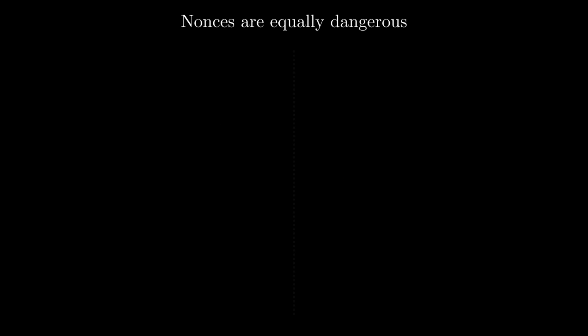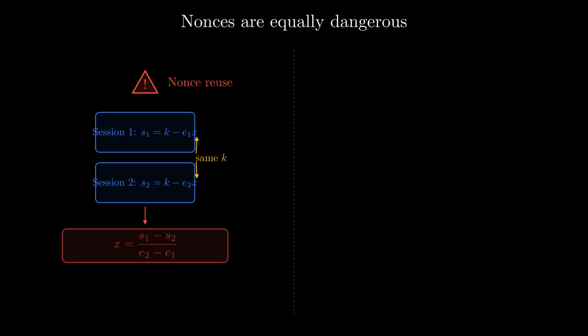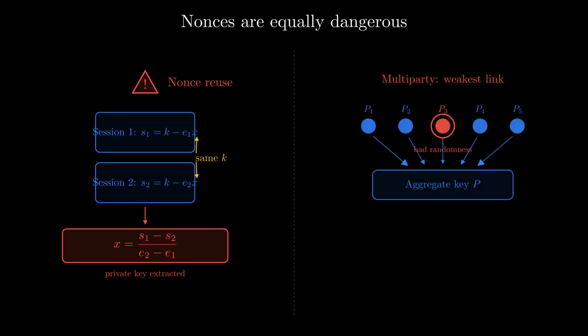Cancellation isn't the only hazard. Nonces are equally dangerous. If any signer reuses a nonce across sessions or picks nonces with a known relationship, the algebra leaks the private key. In a multiparty setting, one careless signer compromises everyone. The aggregate key is only as safe as the worst participant's randomness. Production protocols therefore specify exactly how nonces are generated, exchanged, and combined.